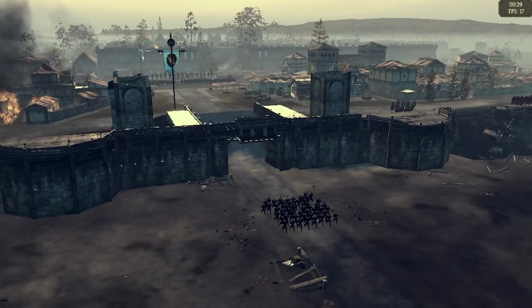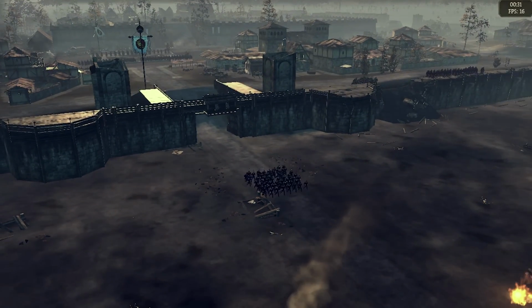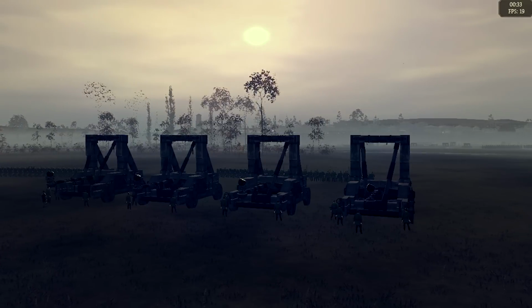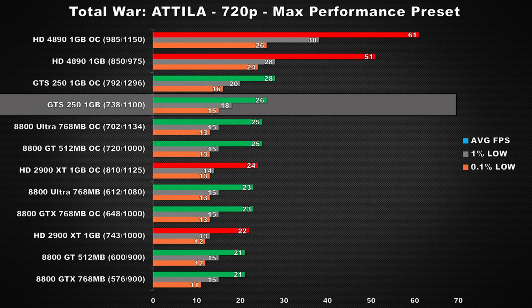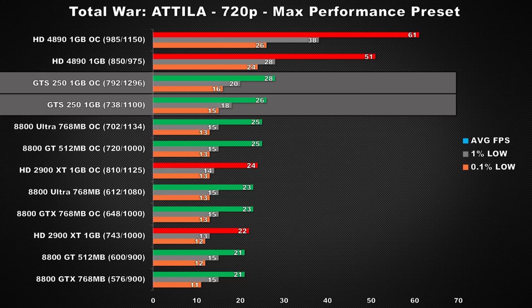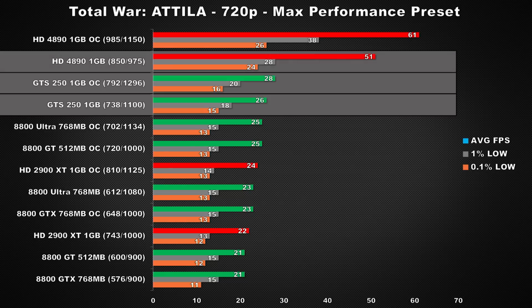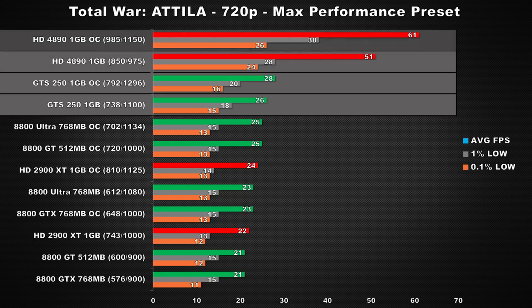Total War ATTILA is the next game, and using the low preset at 720p, the GTS 250 averaged 26 frames per second. Overclocked, that average rose 7% to 28. As you can see, this game tends to favor ATI/AMD cards, so the 2900 XT is breathing some wildfire in it. Now, the 4890 averaged 51 frames per second, and overclocked it rose 19% to 61. That's a very nice increase in performance, and it's in another league compared to all the other cards tested.